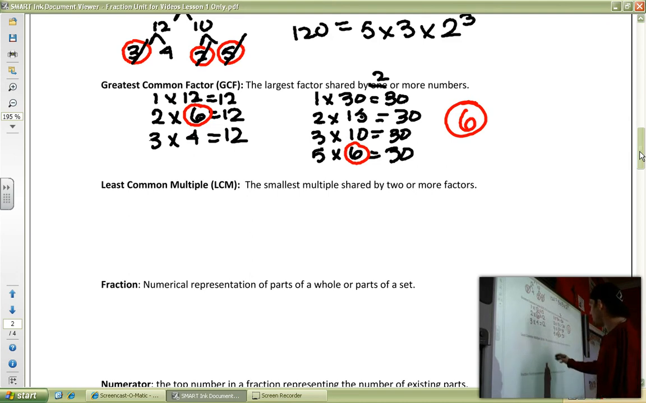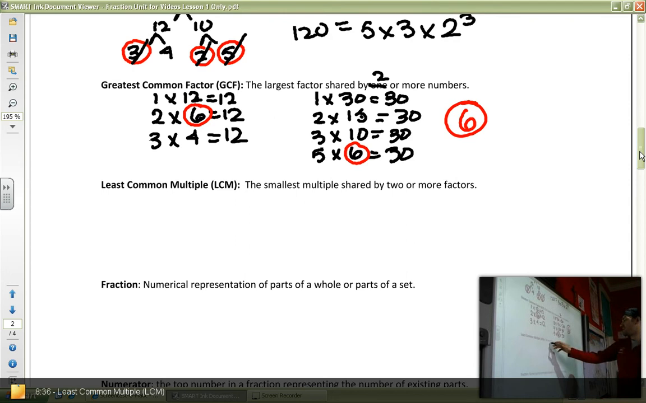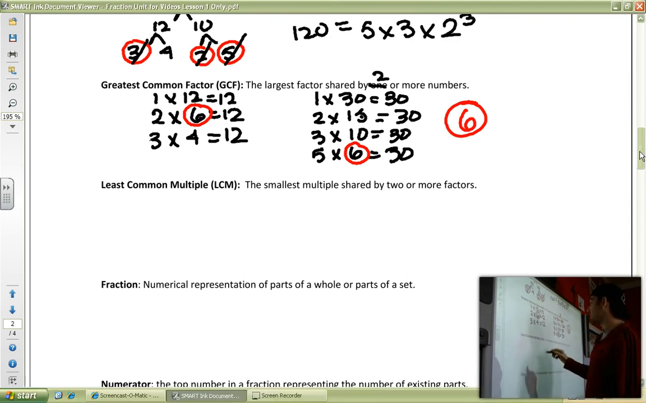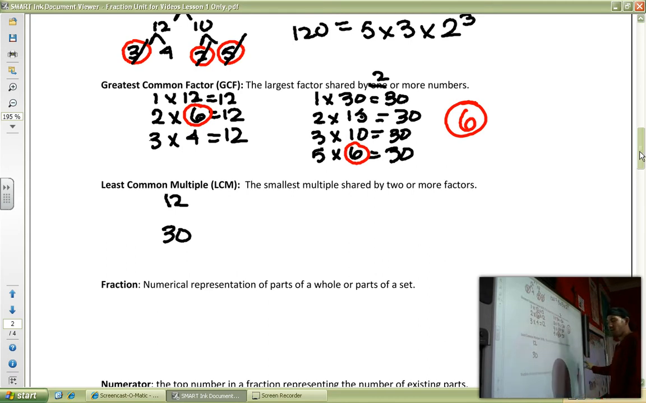Least common multiple. This is a little bit different. This time we're going to do multiples, but we want the smallest one that it has. So we're going to use those same numbers, 12 and 30. But we're going to need to list all of their multiples. So 12 times 1 is 12. 12 times 2, 24, 36, 48, 60, 72, and let's stop there.